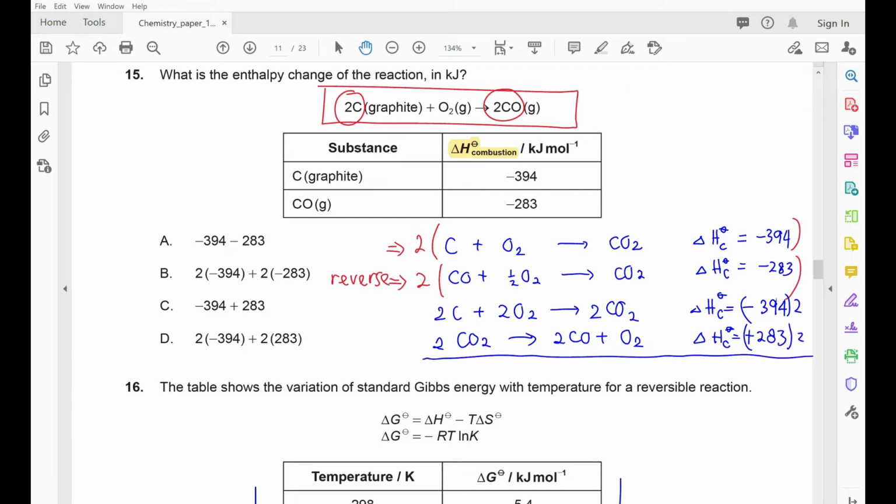Okay, now we're going to cancel the carbon dioxide and oxygen, and we get our equation as written above here. Now the enthalpy change is just the sum of these numbers. So the answer is D.